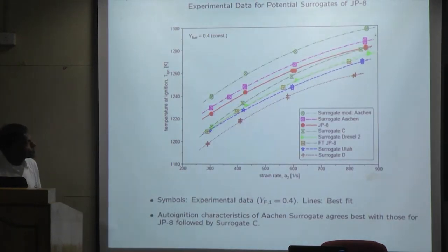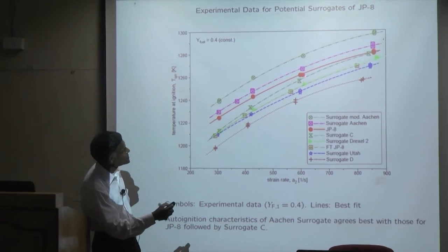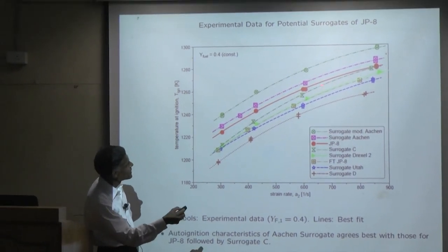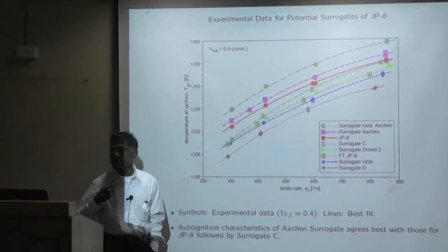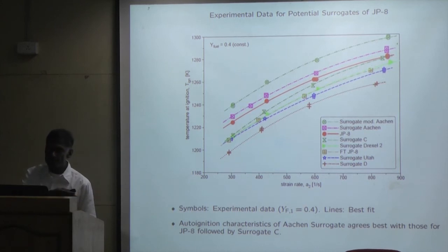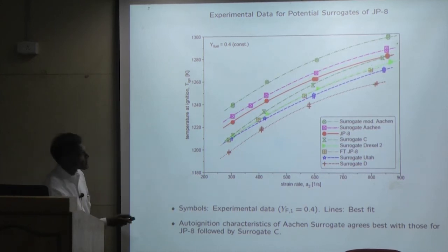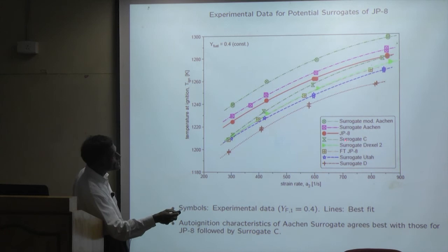So these are the critical conditions of auto ignition as a function of strain rate. Now this is the key point here. You can see that this is jet fuel, JP8, and the pink here is the Arkansas surrogate. As I said, our goal was to develop a surrogate that reproduces auto ignition characteristics, not really extinction. So if you look at the various surrogates that we looked at, the clear winner is the Arkansas surrogate right there. And surrogate C as well.